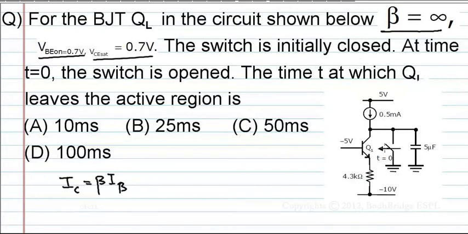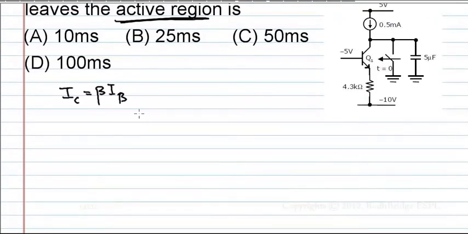Up till t equal to 0, the switch is closed, it seems. Up till t equal to 0, the switch is closed only. At t equal to 0, it has opened. Now, I don't know in which region it is, but at which time will it leave the active region he is asking. Okay, we will go step by step. First of all, we'll draw this circuit.